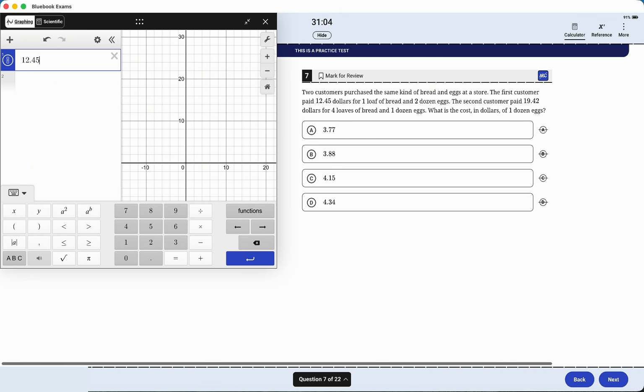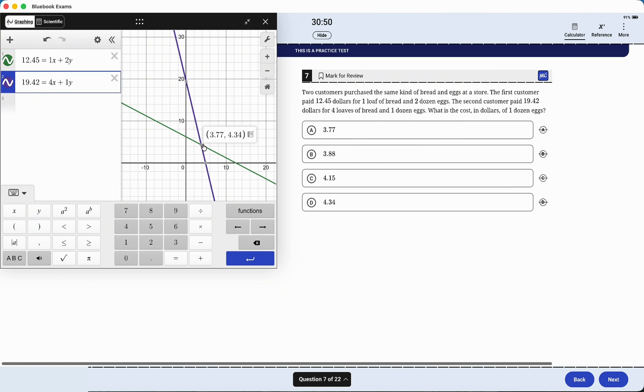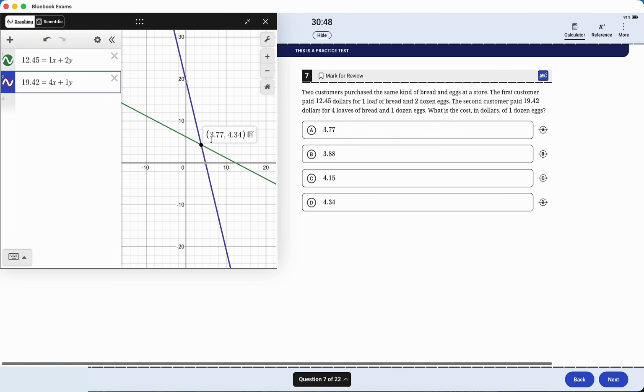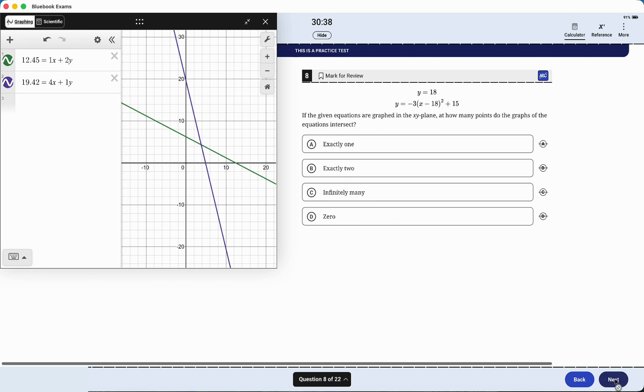So I can write that as an equation. It'd be 12.45 equals, let's say, 1x plus 2y. X is going to represent loaf. Y is going to represent the eggs. Second customer, 19.42 equals 4x plus 1y, right? And that's it. Now I have it. I can click on it and just make sure we answer the right one. It wants to know the eggs. Eggs, I made Y, so you want to pick that. They also have the X there, so just make sure you're answering for the correct one. So that's it.